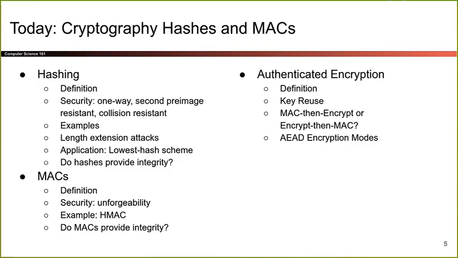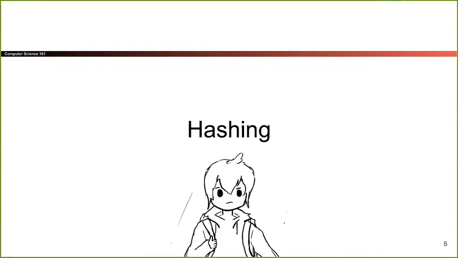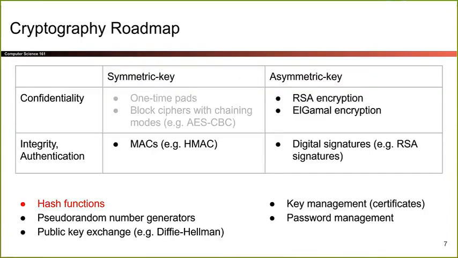And then we'll use cryptographic hashes to build our symmetric key integrity schemes, which are MACs. And then if we have time at the end, we'll talk about authenticated encryption, which is how do I combine stuff from today with stuff from yesterday so that I get schemes that give me confidentiality and integrity and authentication. So then I can have all three. So that's the plan. We're going to start with hashing.